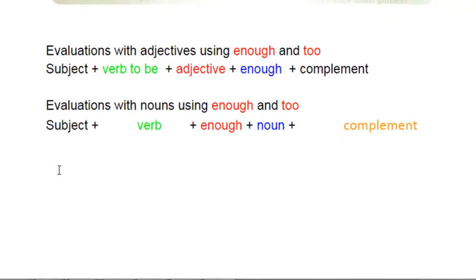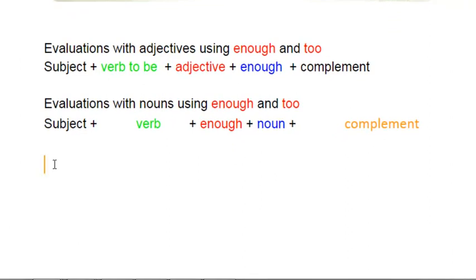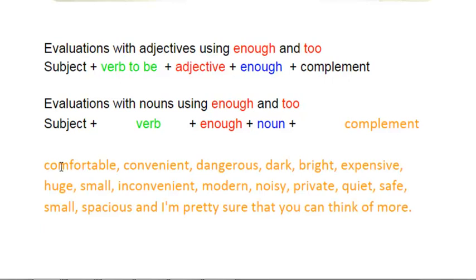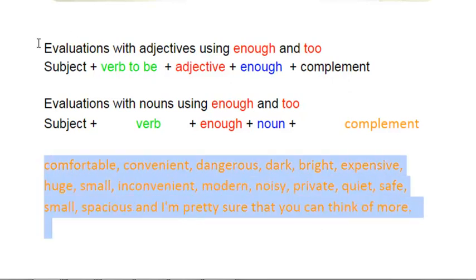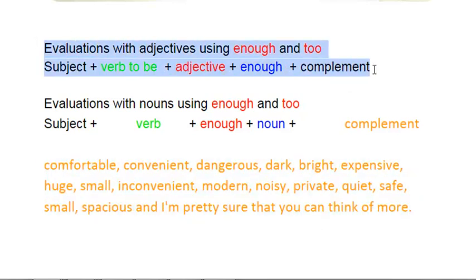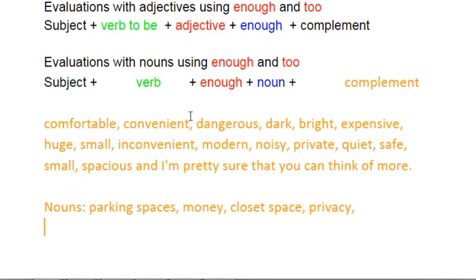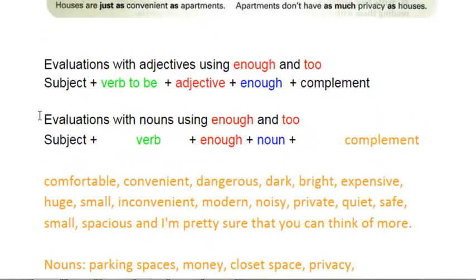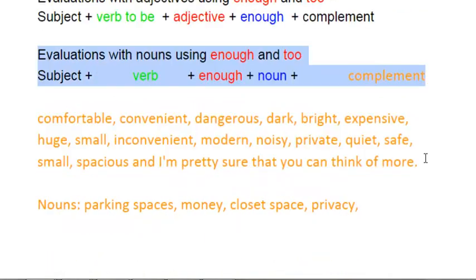The last thing that I would like for you to do now is to evaluate your house or apartment, depending on where you live, right? I want you to evaluate your house or apartment using adjectives such as the ones that are here, and of course following the formula that I presented to you earlier today. And I also want you to evaluate your house or apartment using nouns. So once again, using the formula that I'm presenting to you today. I want you to make as many examples as you possibly can. The idea is to practice as much as possible.